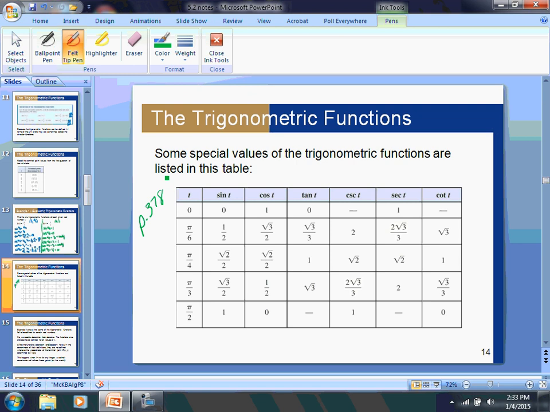Okay? But make sure that you are familiar with these. And again, notice that these little dashes here mean that there are undefined values. Okay, and some of our answers are 0, some of our answers are 1, some of them are 1/2, and then we have some radicals in there too.